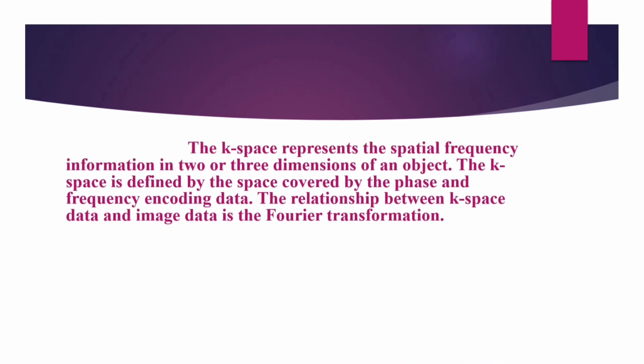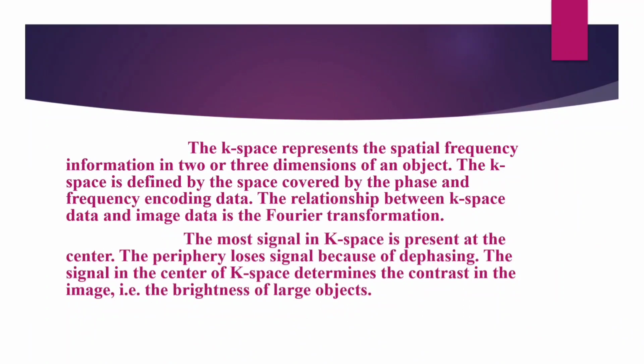Now let's see the explanation. The K-space represents the spatial frequency information in 2 or 3 dimensions of an object. The K-space is defined by the space covered by the phase and frequency encoding data. The relationship between K-space data and image data is a Fourier transformation. So the K-space represents the spatial frequency information in 2 or 3 dimensions of an object.